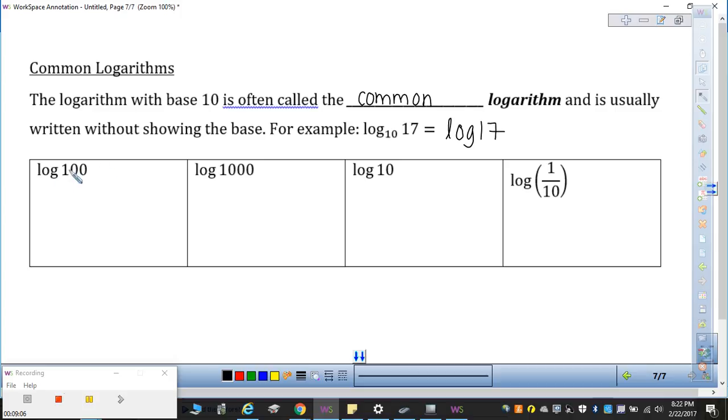Now, if we wanted to think about evaluating these, we could set them equal to x, draw the loop, and do the formal steps that we did above. But these are very easy to think about. If we put in the invisible base 10, we could think 10 to some power equals 100, and that would be 2, because 10 to the second power is 100.